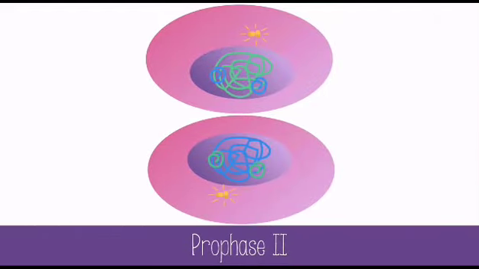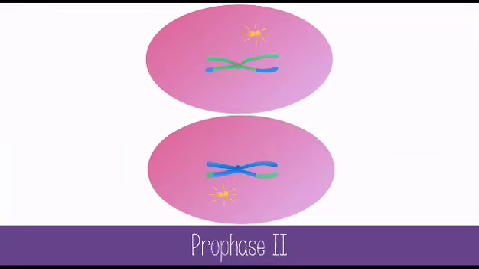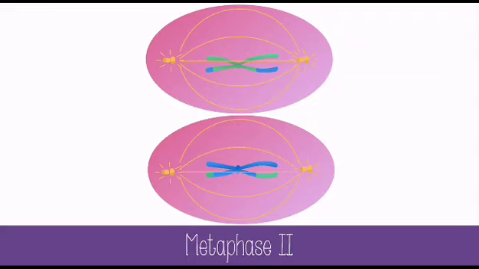During prophase 2, the chromosomes reform and the 2 nuclei break apart. Then the centrioles send out spindle fibers and connect to the centromeres of the chromosomes. During metaphase, the chromosomes line up at the center. This time, it's in the same direction as it would be in mitosis.